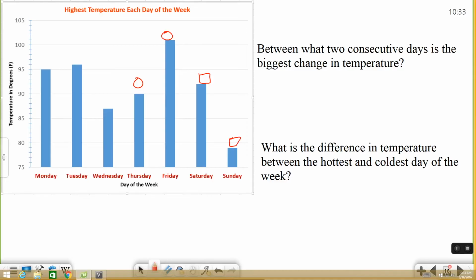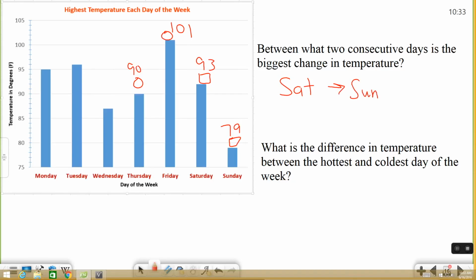If I look at the bar for Thursday, Thursday is right at 90. And then Thursday to Friday, Friday looks like it's at 101. Okay, so I know the difference between those two. If I look at Saturday, Saturday says it's about 93, let's say. And then Sunday is 79. Now that I've written down the values, I can subtract the two and figure out the biggest difference. Thursday to Friday is 11. Saturday to Sunday is 14. So 14 is definitely bigger, so it's going to be Saturday to Sunday.